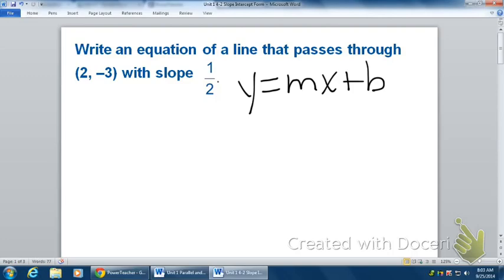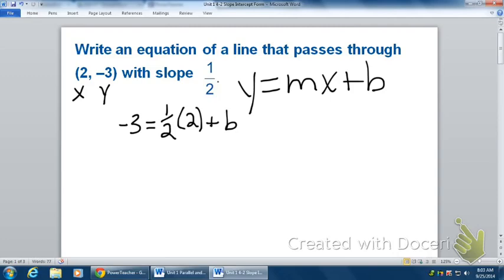Okay, so we have an x and we have a y and we have our slope. So all we need to do is plug it in that formula. Okay? So my y is -3, so I'm going to write -3. My slope is 1/2. My x is 2. We are trying to find the b. Okay, we're trying to find the y-intercept.